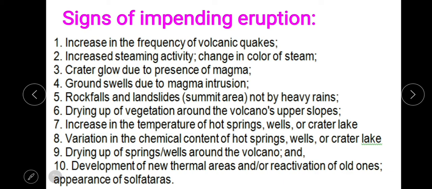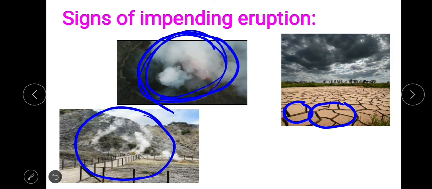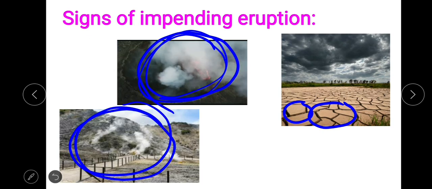Next, we have the variation of chemical contents of hot springs. Next, we have the drying up of wells around the volcano. So if hot springs and wells run out of water, I think that will be enough reason to evacuate. And then the last one here is the development of new thermal areas like this one. If you see that there are new thermal areas or solfataras that contain steam or smoke, then you better prepare or evacuate.